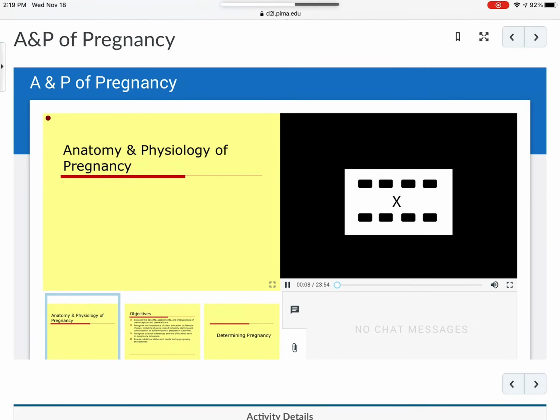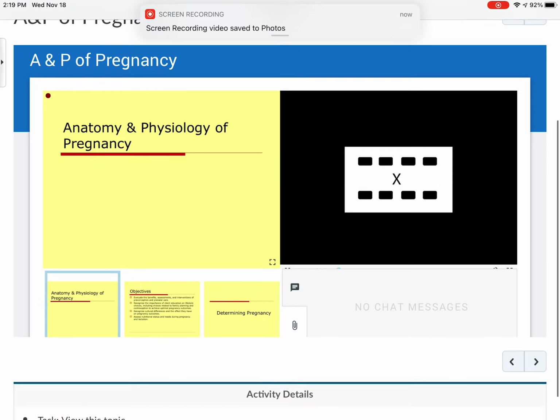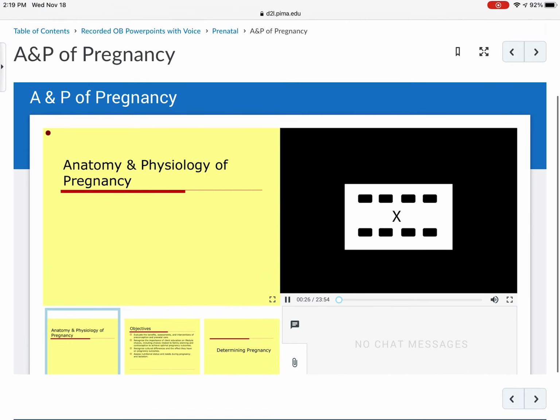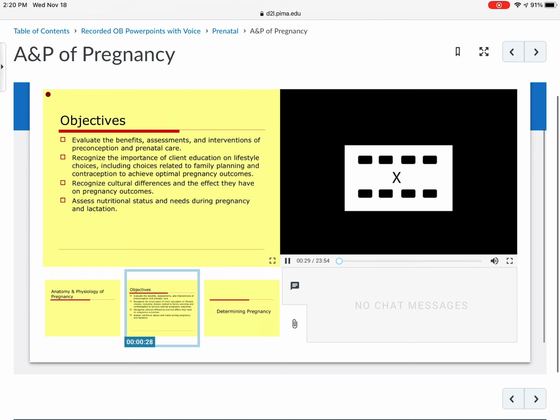Anatomy and Physiology of Pregnancy. A lot of this information you already know about, because some of the changes that happen in pregnancy we already talked about in postpartum, things that go back to normal. So this should be one of the easier PowerPoint slides for you. Basically, we're going to talk about the importance of lifestyle choices and choices related to family planning, and again, optimal pregnancy outcomes.